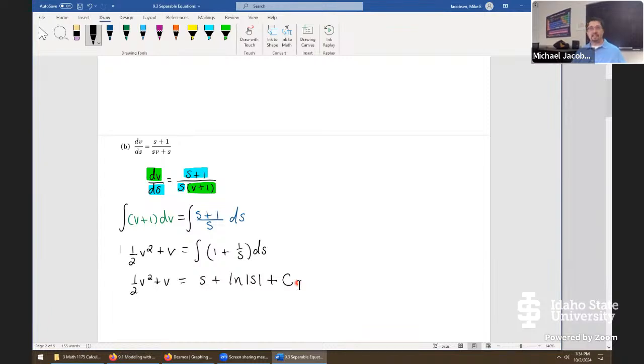Okay, we have a solution. There is some downsides to the solution, however. This is referred to as the implicit solution to the differential equation.